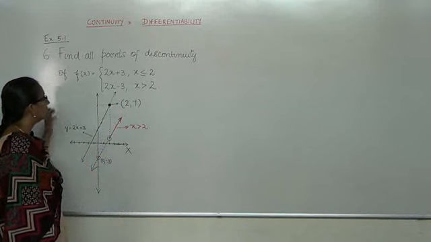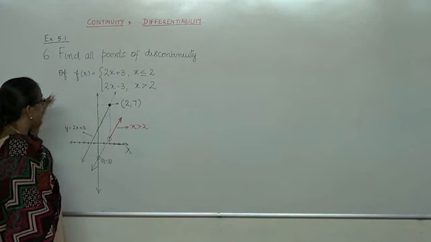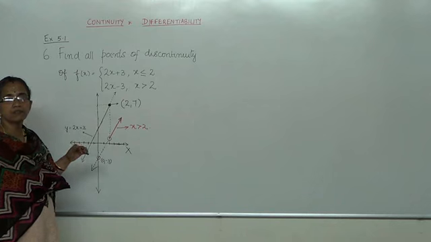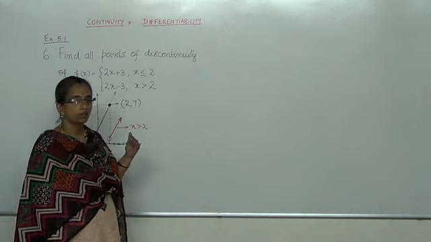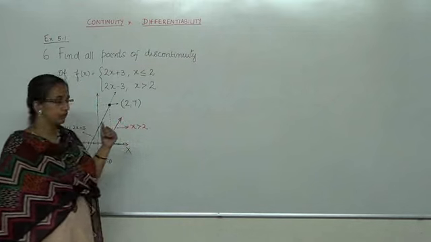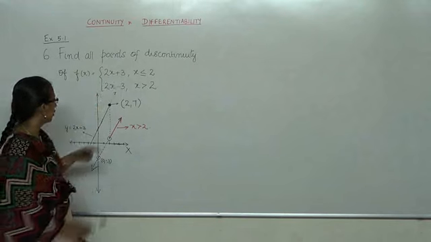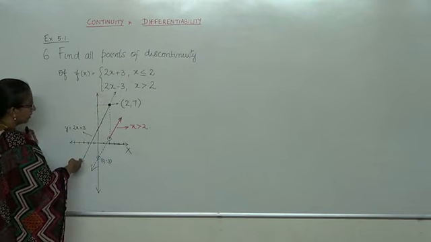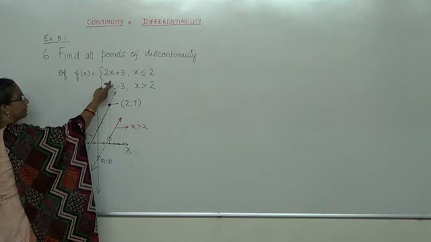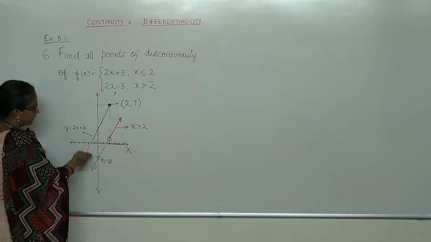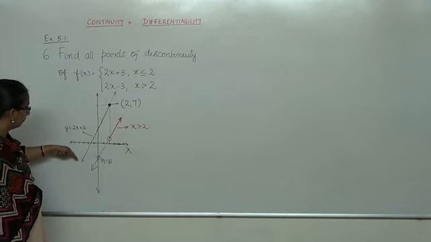First, I will explain the graphical representation of this function. Then it will be easy for you to understand how to go about the discontinuity part of it. So, f of x is equal to 2x plus 3 when x is less than or equal to 2. You can see that the graph of y is equal to 2x plus 3 is of this kind, and the function takes this form.